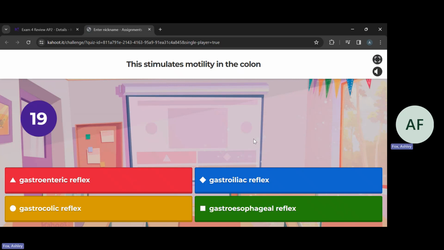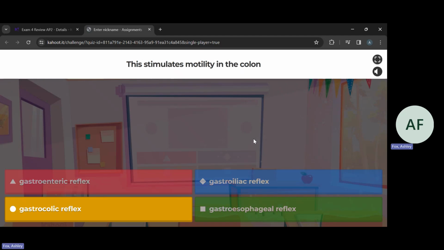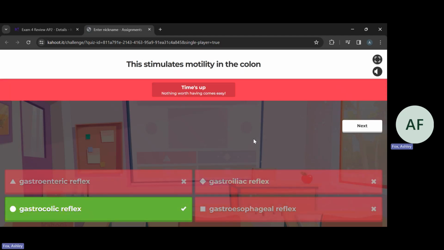This stimulates motility in the colon: gastroenteric reflex, gastroileal reflex, gastrocolic reflex, gastroesophageal reflex. So gastrocolic reflex, when you're dealing with the large intestine, is the colon. So when food hits the stomach, it's going to have motility in the colon, and it's going to cause most often those mass movements, large movements.